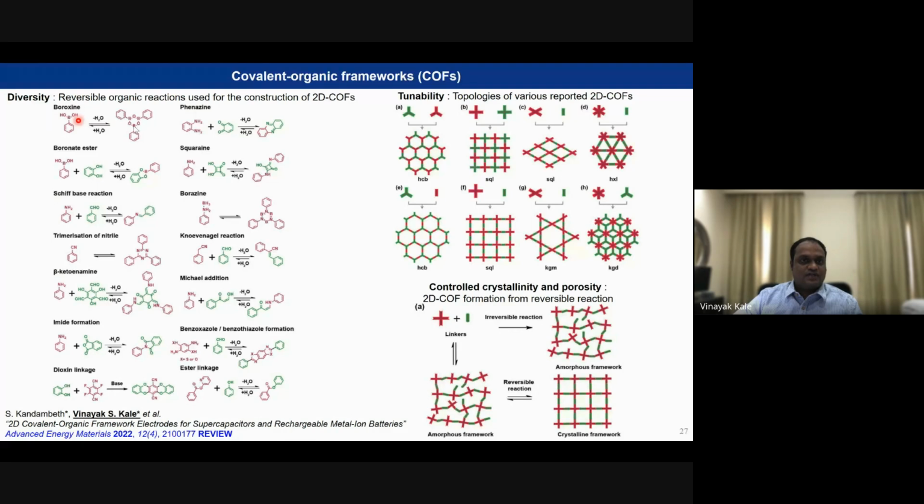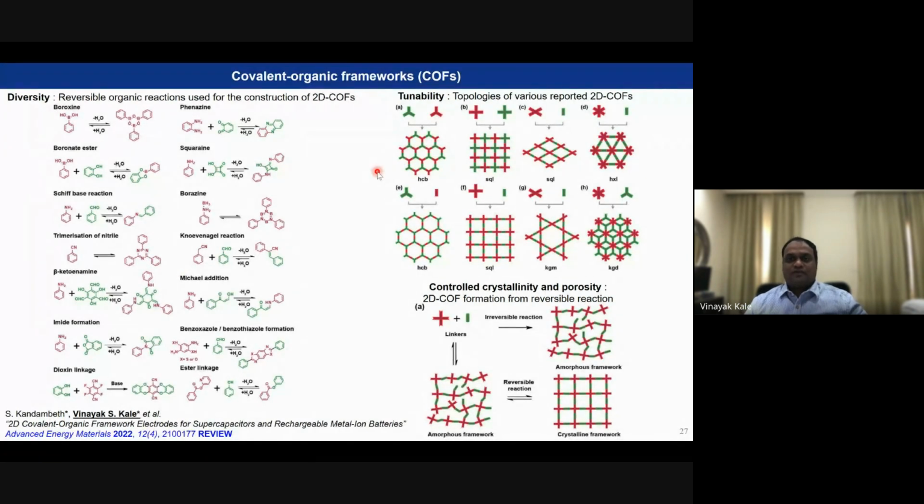For example, boroxine, phenazine, boronate ester, spiroborate, Schiff-base reaction, borazine, trimerization of nitriles, Knoevenagel reaction, beta-ketoenamine, Michael addition, imide formation, benzoxazole formation, dioxin linkage, and ester linkages. This type of organic reaction we can use to synthesize COF materials.